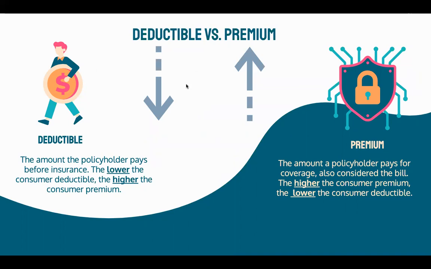The goal as a consumer is that we get these as reasonable as possible. So we make sure we choose an insurance policy that has a deductible that we could afford in the event we need to file a claim. And we choose an insurance policy with a premium, a bill, that we can also afford to have that coverage.